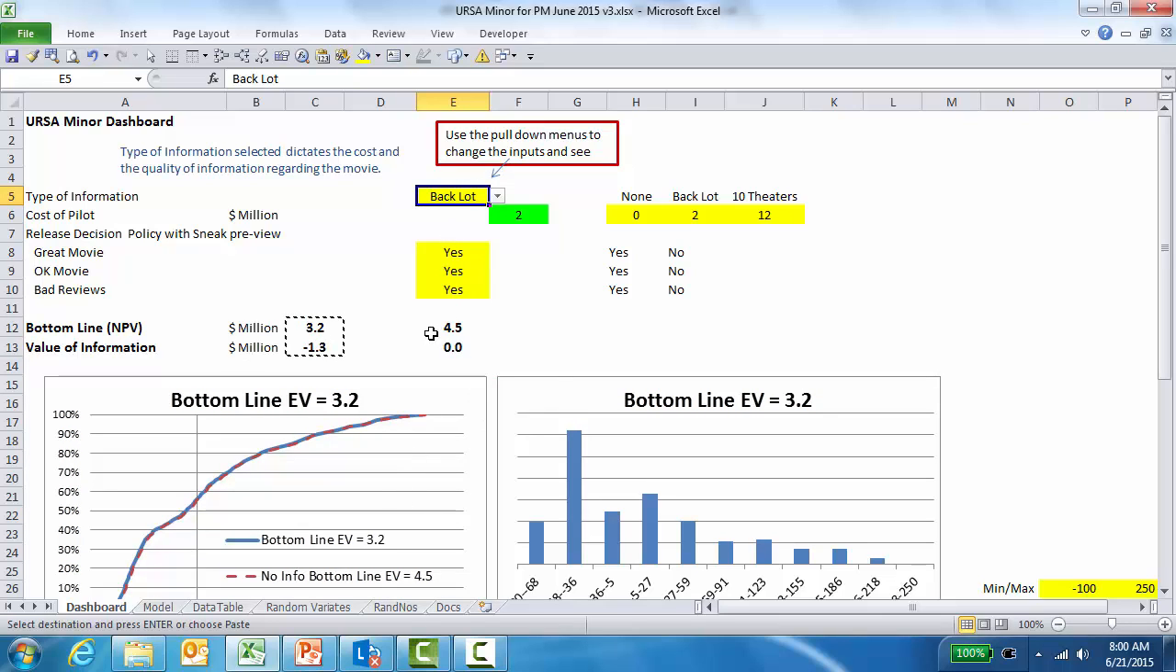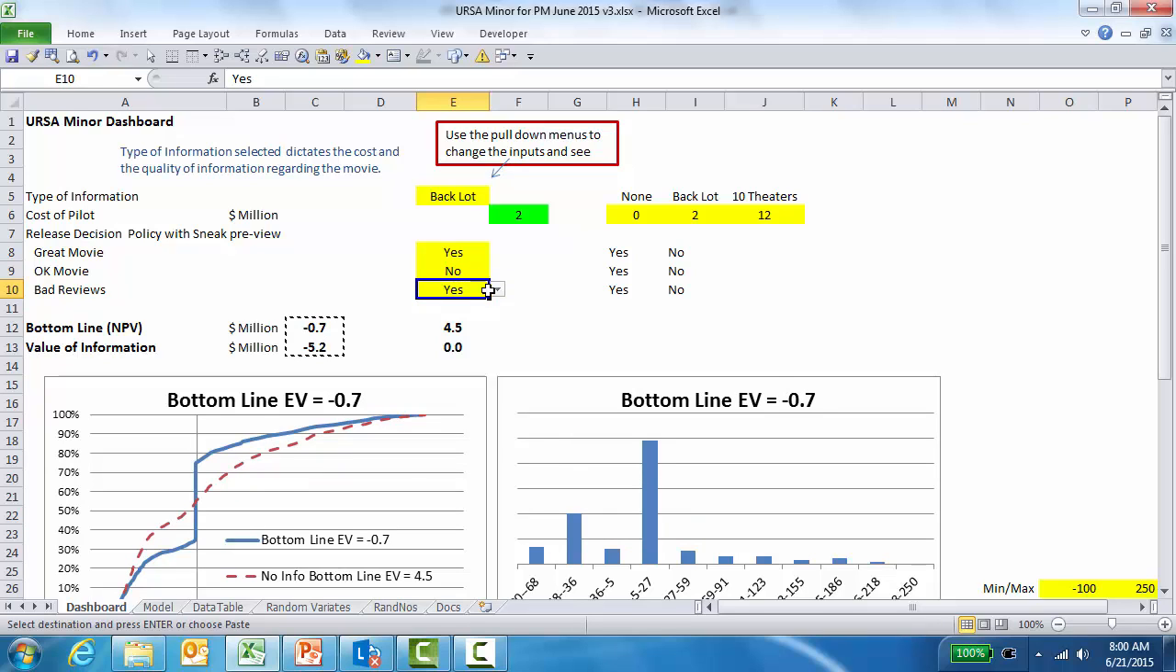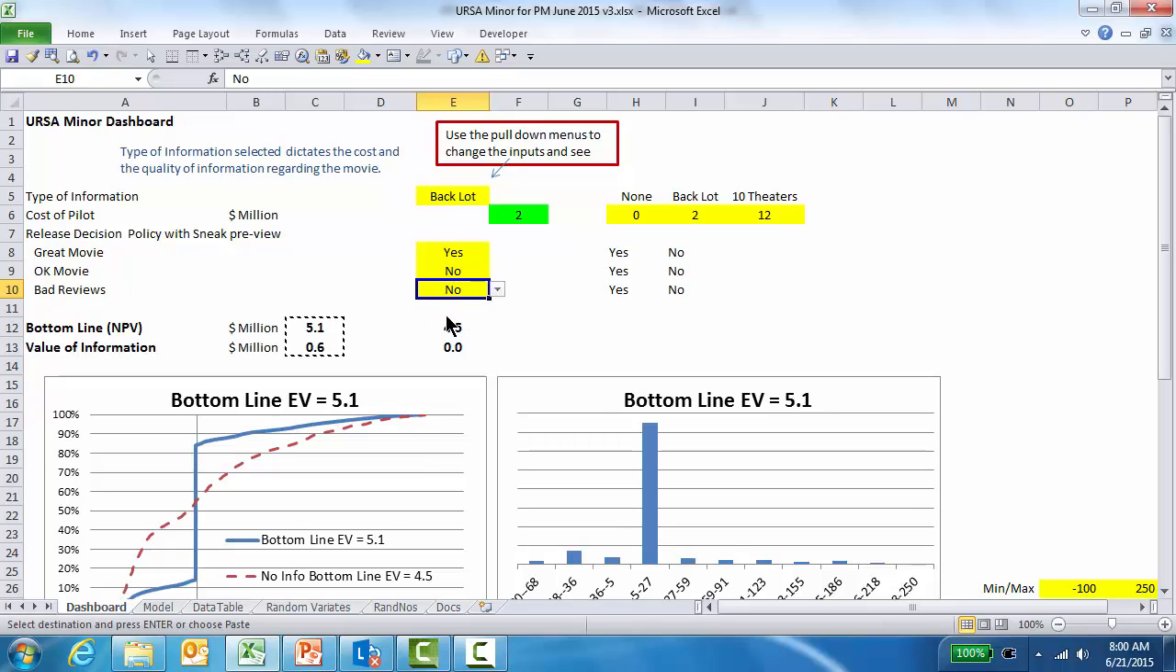So what we can see is that the bottom line went down, and our value of information is actually negative. Why is that? It's because I didn't change any of the decisions. Remember, I can't have any value of information unless I change decisions. So let's change the OK movie to a no, and we'll change this to a no. And so now we've got a 5.1 and a 0.6. So if I just release the great movies, I do have a value of information equal to 0.6. My NPV, or my bottom line, increased by 0.6. This is after tax, considering the cost of the test, which was $10 million.